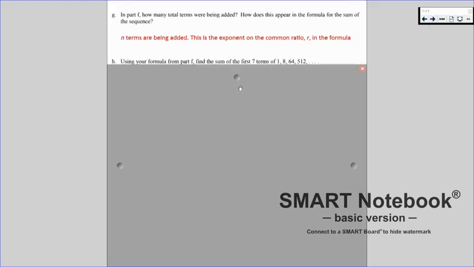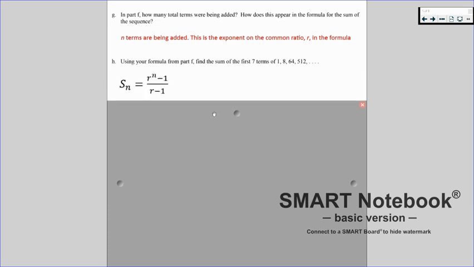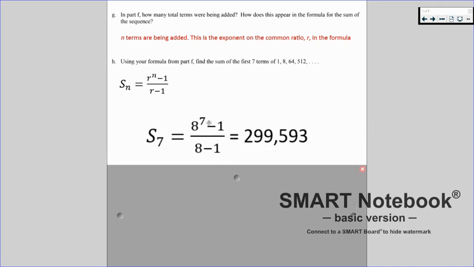All right, so part H, use that formula to find the sum of the first 7 terms of 1, 8, 64, 512, and so on. So what do I need? There's our formula. I need to know what the r is and what the n is. In this case, the multiplier is 8, and I want to know the first 7 terms, so n is going to be 7. So 8 to the 7 minus 1 over 8 minus 1. Make sure that you use parentheses around those when you type that in the calculator. And we end up with 299,593.